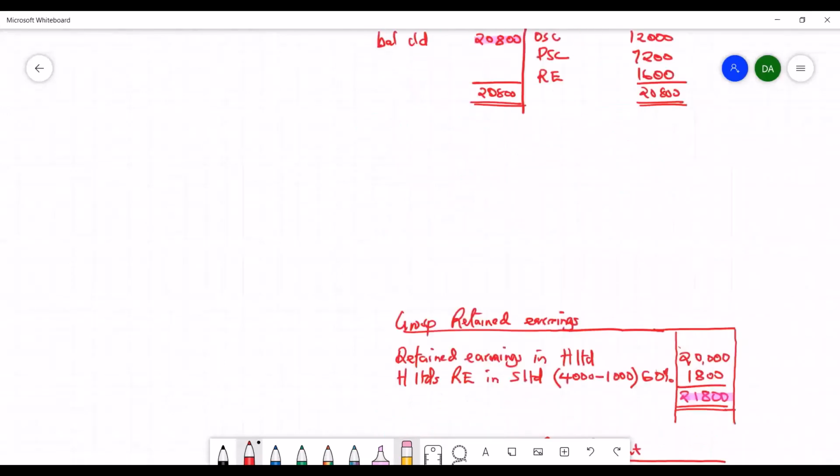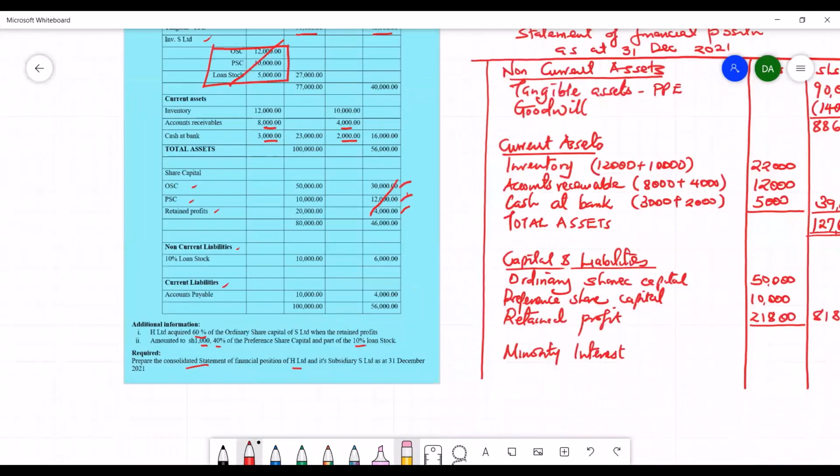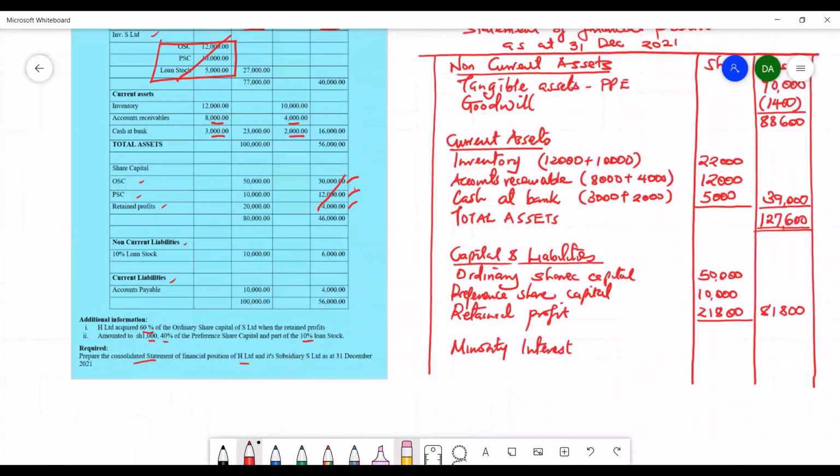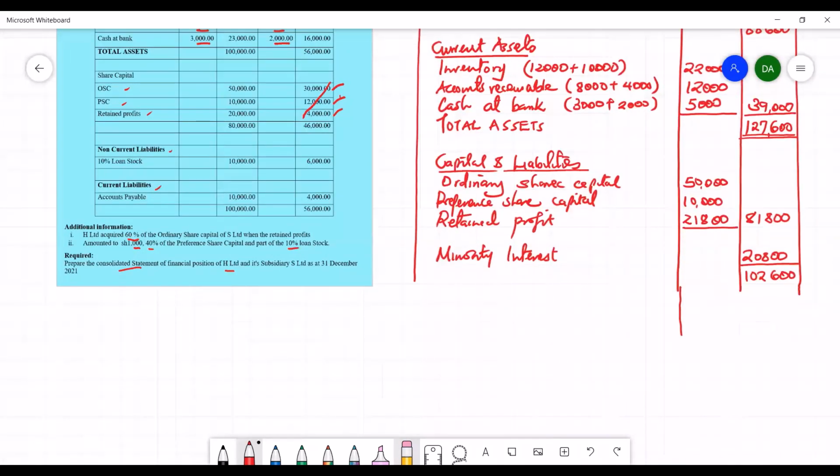So we need to add that. So that we have here a total of 20,800 added. Now, if we add 20,800, we're going to have 102,600. This is the total of minority interest plus also the capital of the parent company.